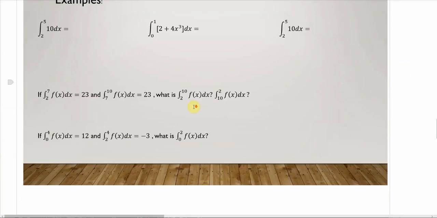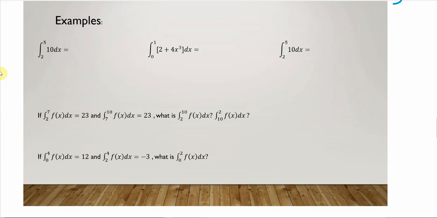So let's look at some examples here. This one, a very simple problem here, is going to be 10 times 5 minus 2. 5 minus 2 is 3, times 10. The answer is 30, and I'm done. Okay. Oops, I have the same problem over here twice.